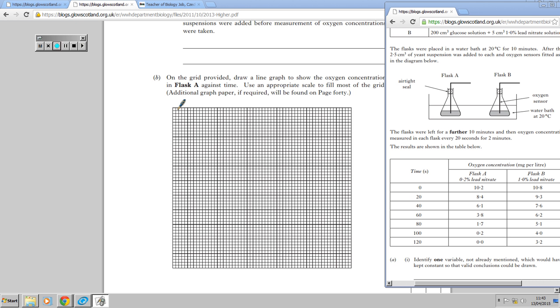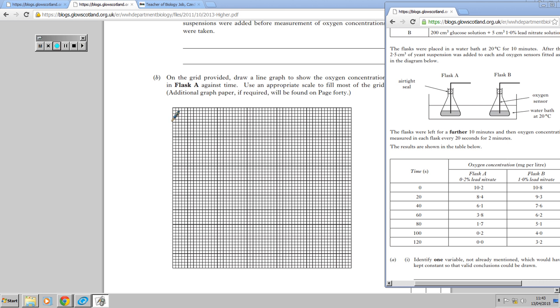So we now have likely one of the marks out of the two. We've not actually drawn anything on our graph yet, but we've got 2 labels, we've got 2 sets of units, and we've got a scale that uses up more than half of the graph paper. Now what I want to do is plot my points.